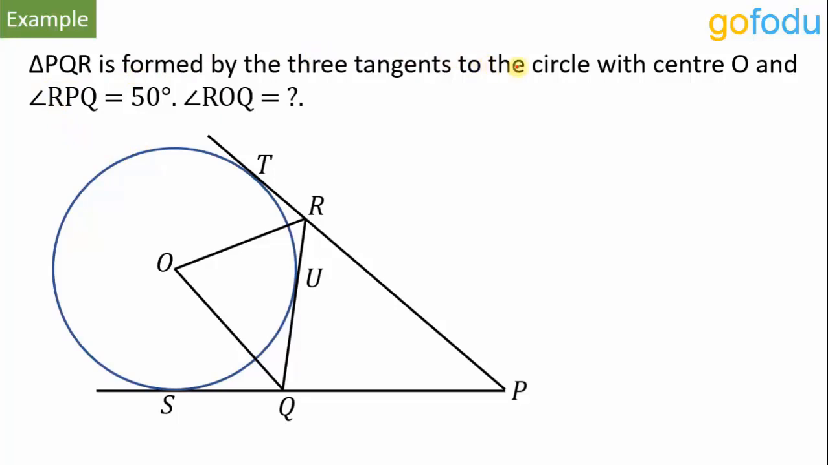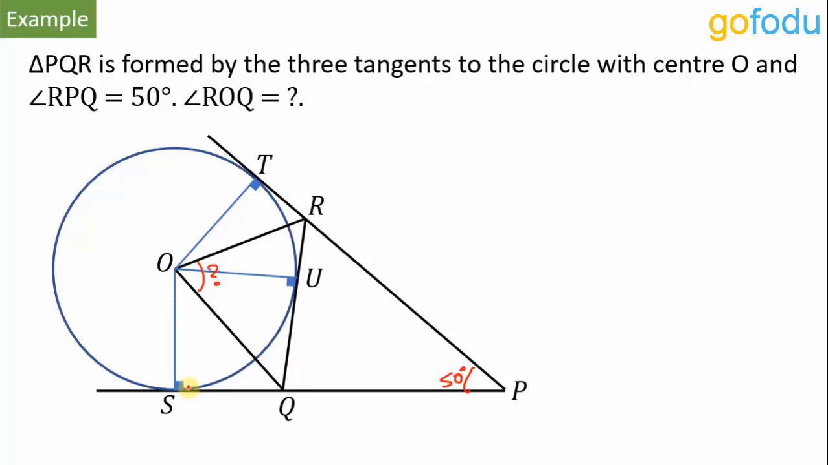PQR is formed by 3 tangents to the circle with center O. Okay, PT, PS and RQ are 3 tangents, and angle RPQ is equal to 50 degrees. This angle RPQ is given as 50 degrees. We have to find angle ROQ. We have to calculate this angle. S, T and U are points of contact of tangents and the circle. So radii at these points will be perpendicular to the tangents. The question is easy. I am least worried about the question.